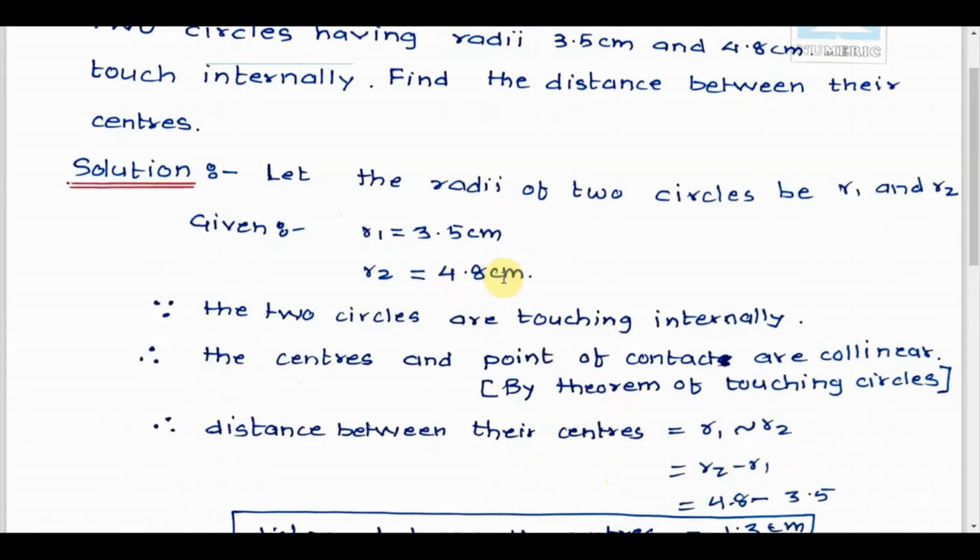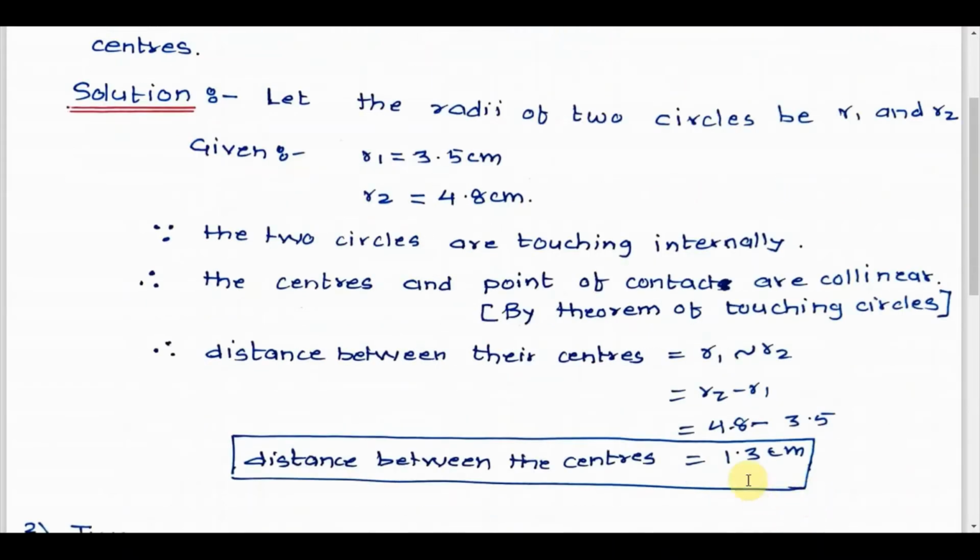So how much is r2? 4.8 centimeter. So here 4.8 minus r1 is 3.5 centimeter. So substitute and solve. So what is the answer? That is 1.3 centimeter. So the distance between the centers is equal to 1.3 centimeters. Box it like this. You have to solve this type of example. It may come for 1 mark in the exam or maybe for 2 marks.